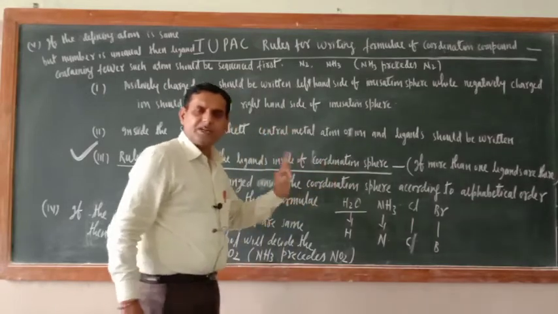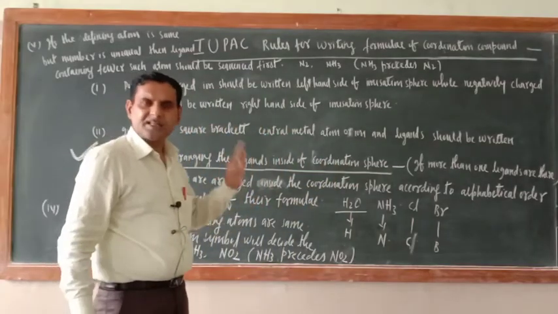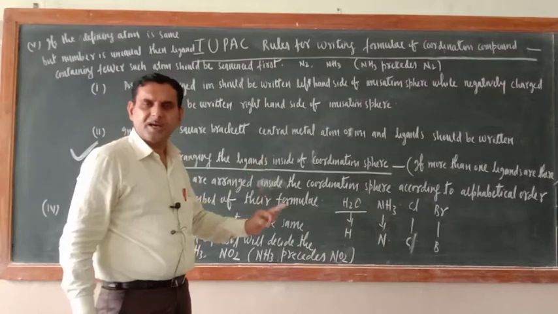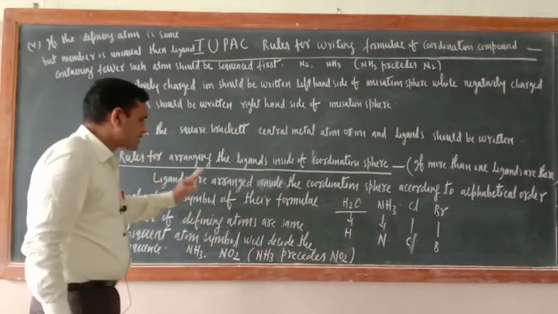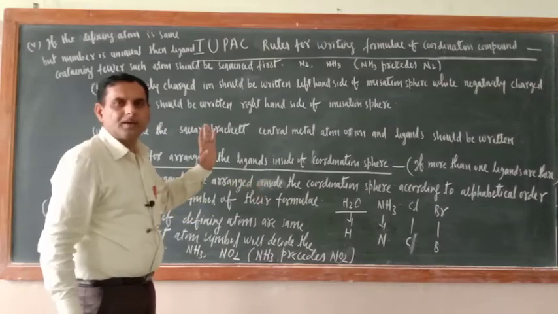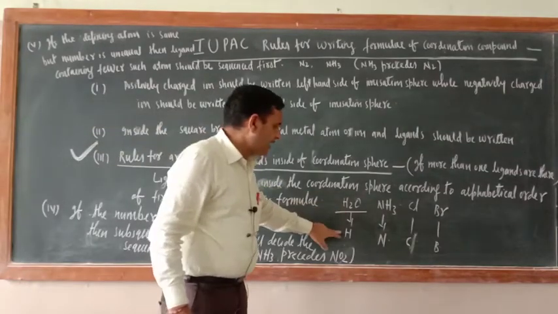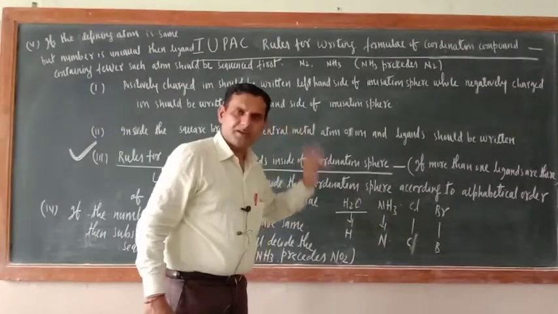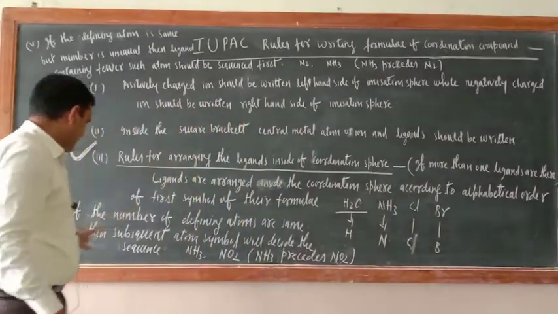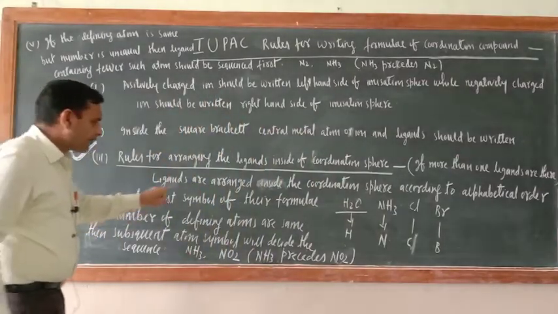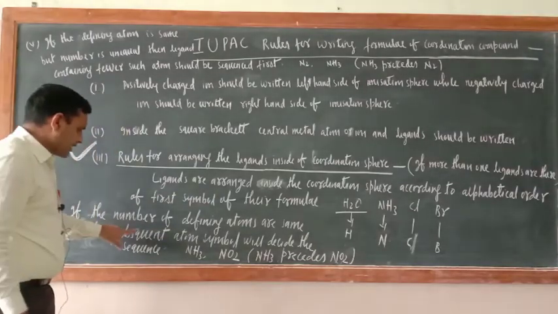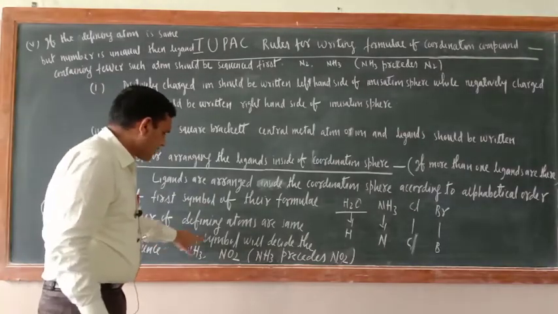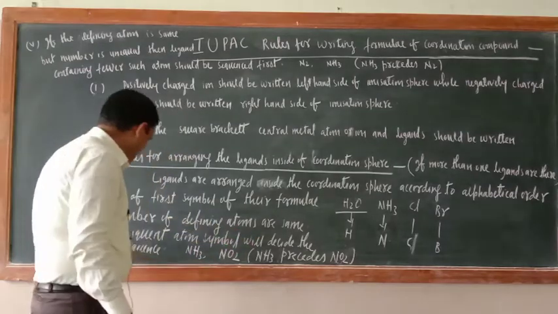Means ligands should be arranged inside the square bracket or coordination sphere according to the alphabetical order of their first symbol of formula. Means this is the formula, that is their first symbol. Remember this one. Now next rule: if the defining atoms are the same, then the subsequent atom symbol will decide the sequence.